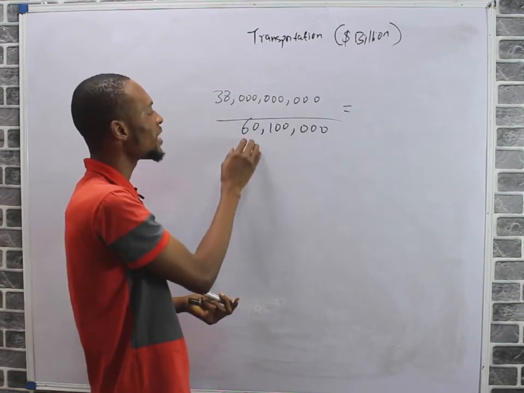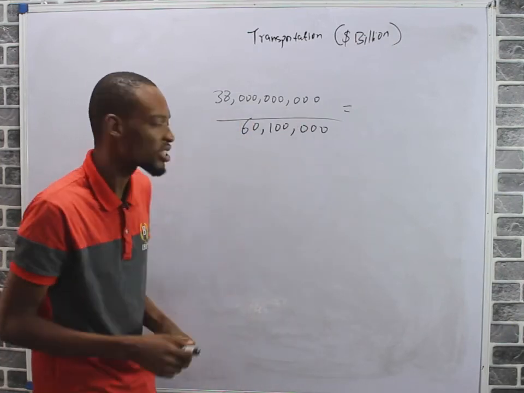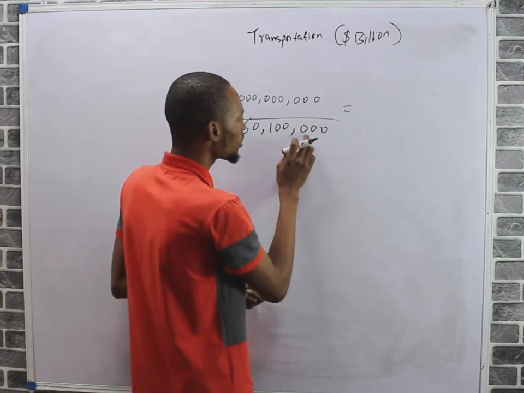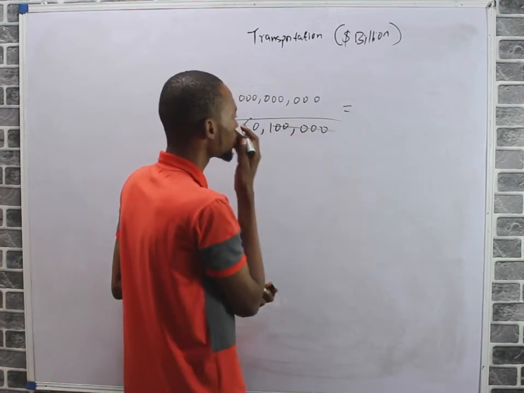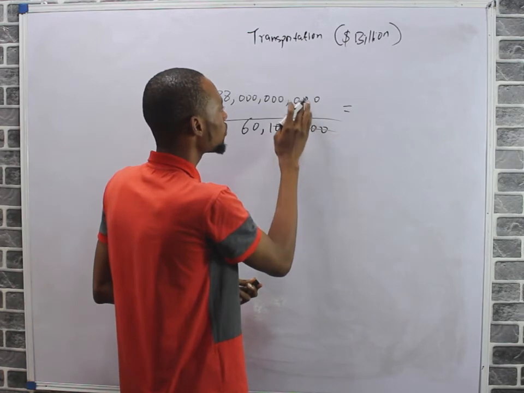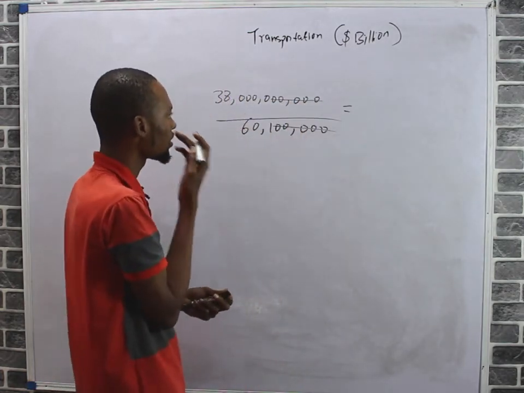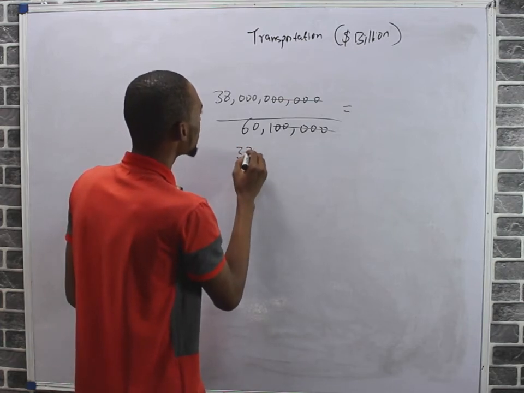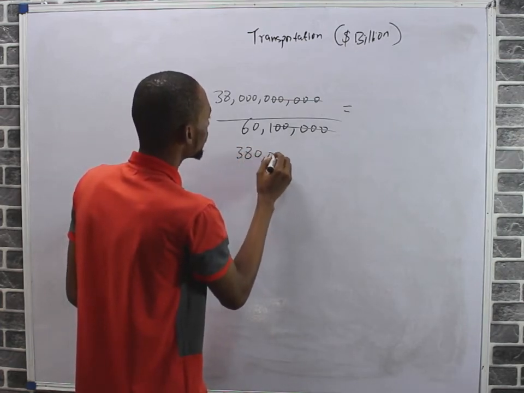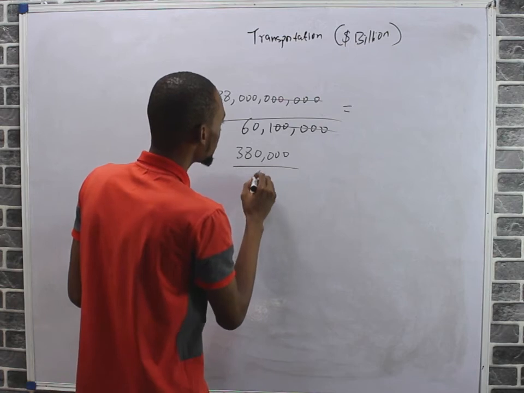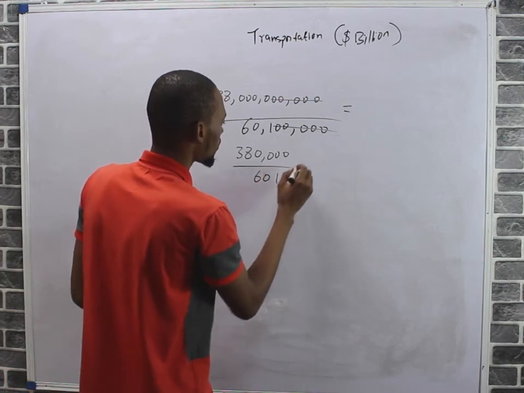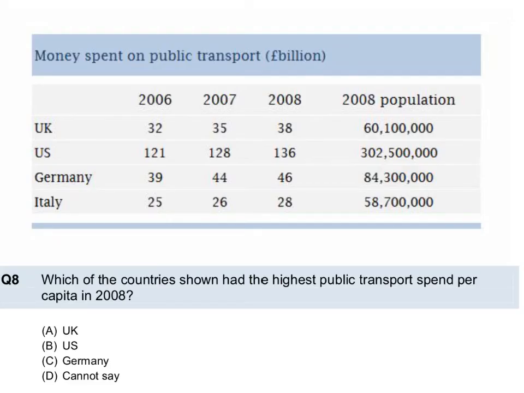38 billion divided by 60,100,000. Now, 1, 2, 3, 4, 5. 5 zeros. We swallow these 5 zeros. Now, we are left with 38, 1, 2, 3 divided by 601.